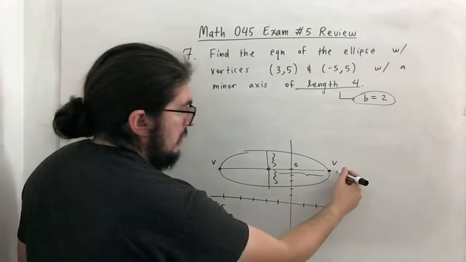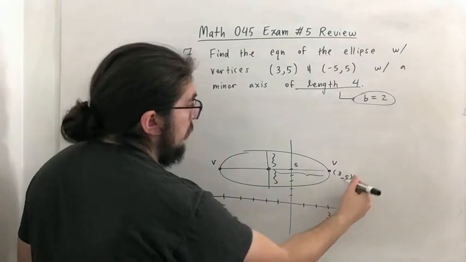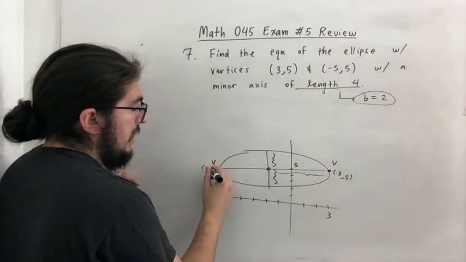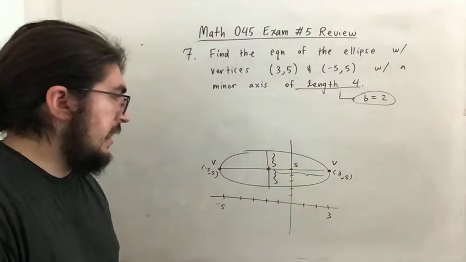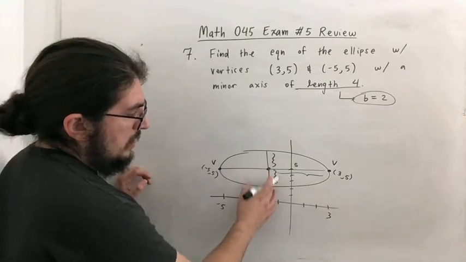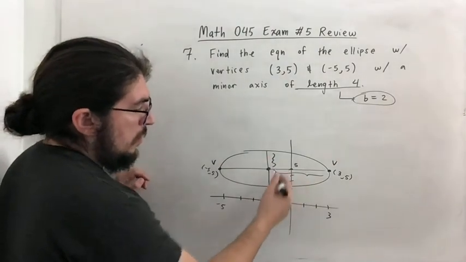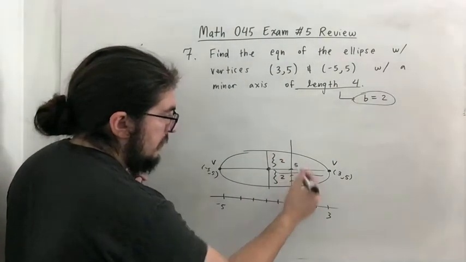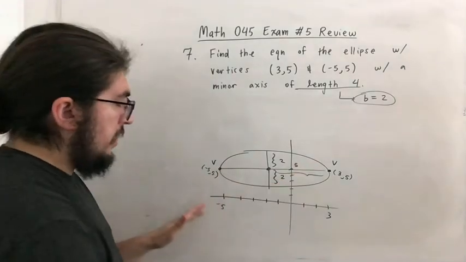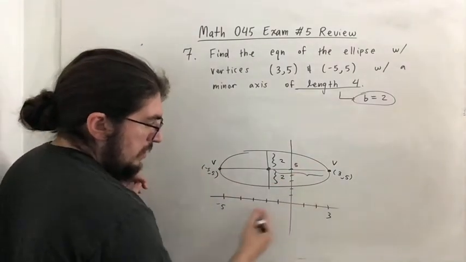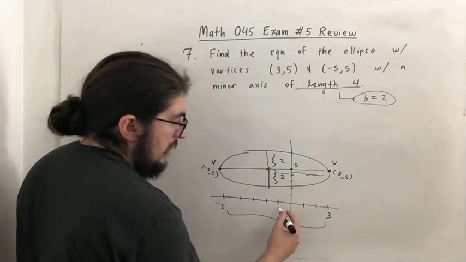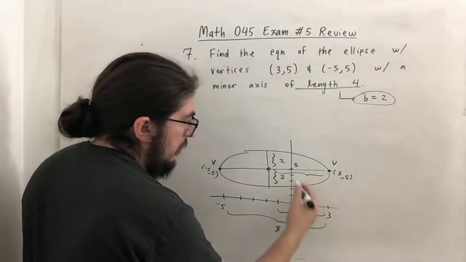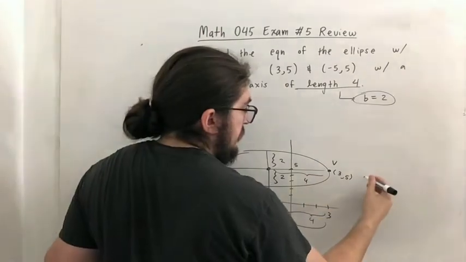So if we were to plot these points, this is 3, 5 for one of the vertices, and this is negative 5, 5 for the other vertex. Of course, not to scale, but you kind of get the idea. Now also, this is totally not to scale here because we already agree that these are 2 each. But still, we can count the distance here. It's quite literally just the difference between these numbers. 3 minus negative 5 is 3 plus 5, which is 8. If you half that distance, you get 4. So that means a is 4.